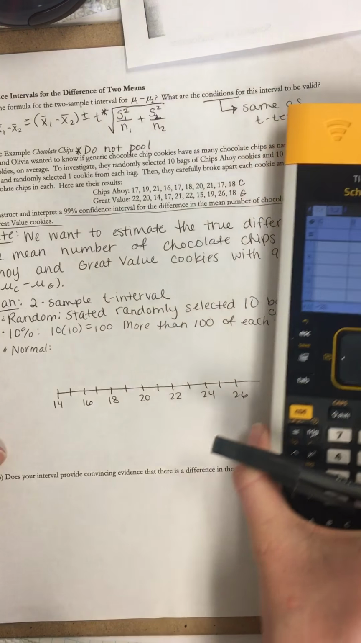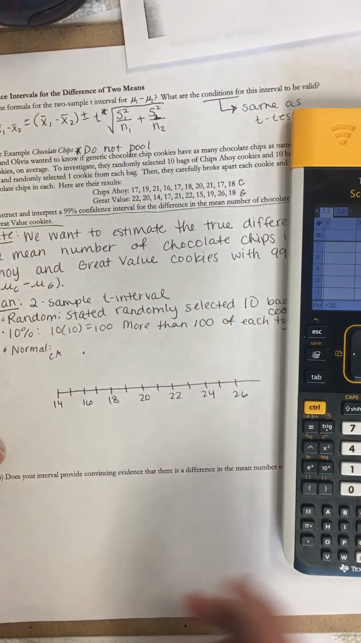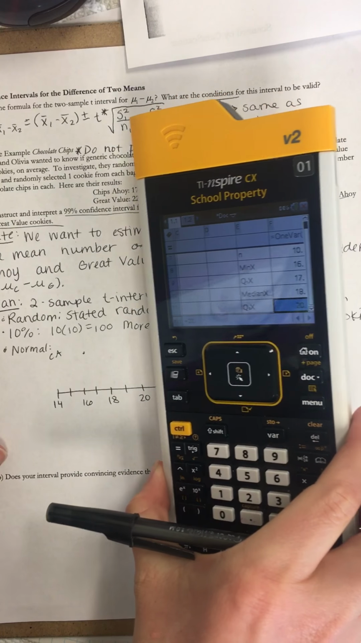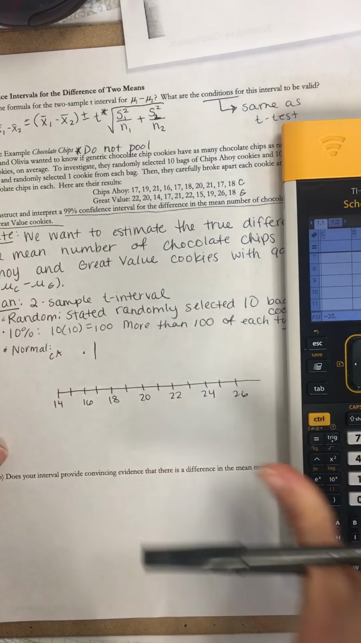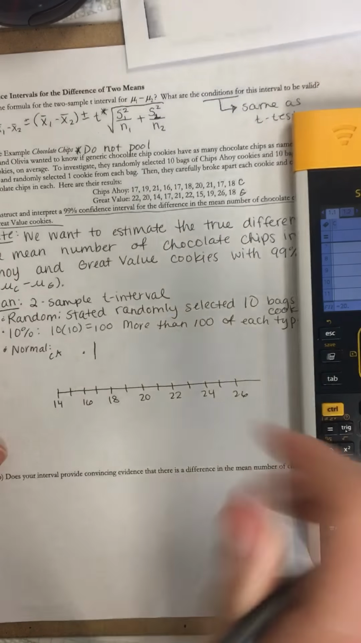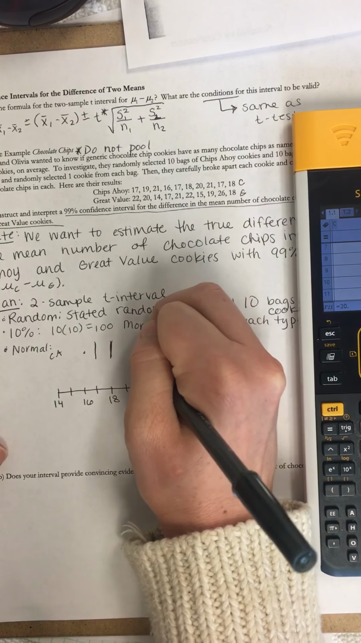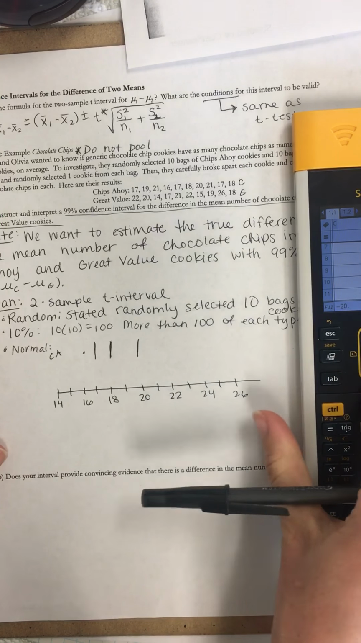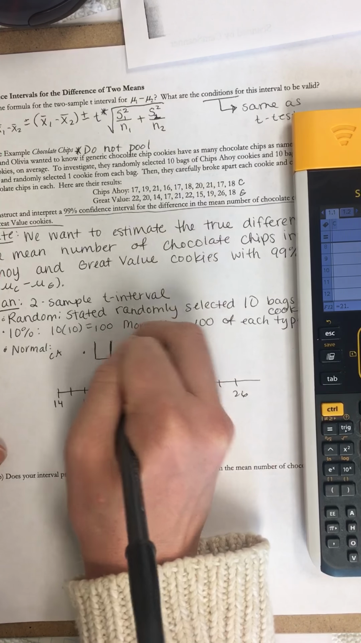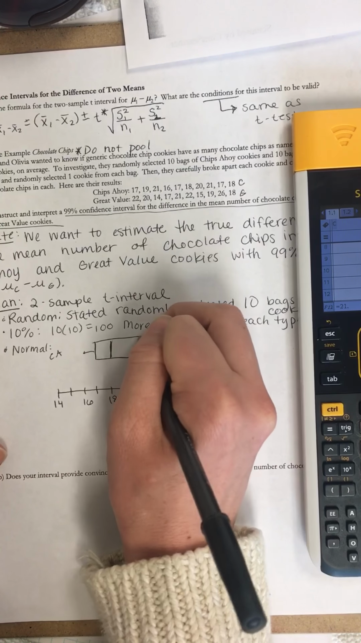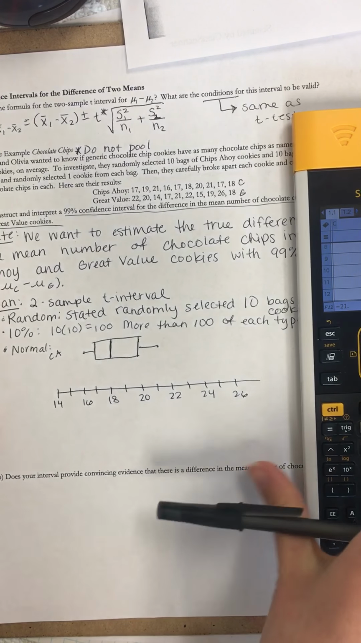So minimum is 16. I'm going to say this is CA up here. Minimum is 16. Q1 is 17. Median is 18. Q3 is 20, and the maximum is 21 for those. So there is my Chips Ahoy box plot. Probably not the prettiest box plot you've ever seen, but it does the trick and the scale is correct.